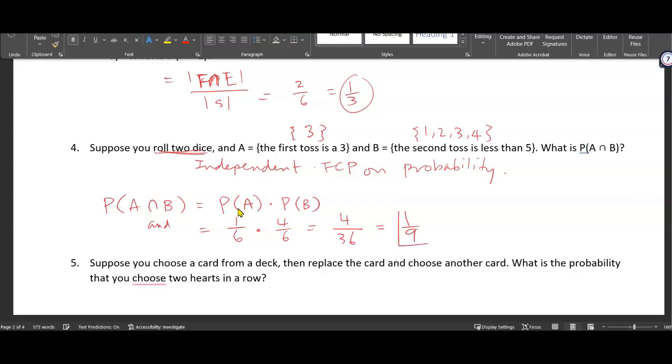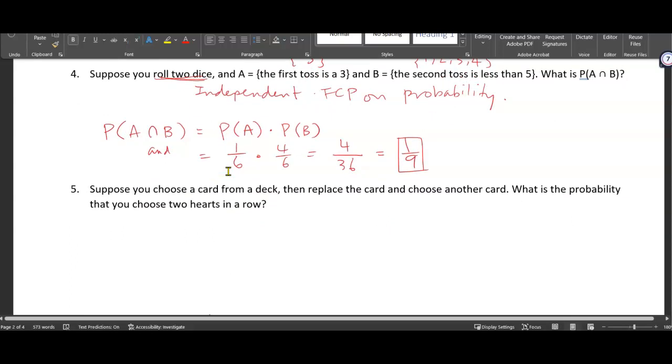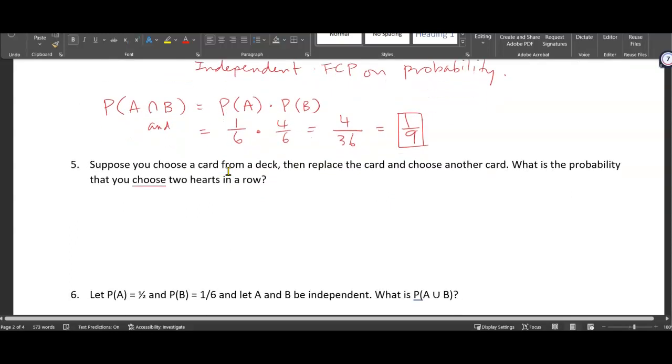Okay, 1/9. And so 1/9 is the answer for number 4, and we can use the fundamental counting principle on probability for independent events. Otherwise, for dependent events, it's a little bit more complicated, so we have to think differently. Okay?